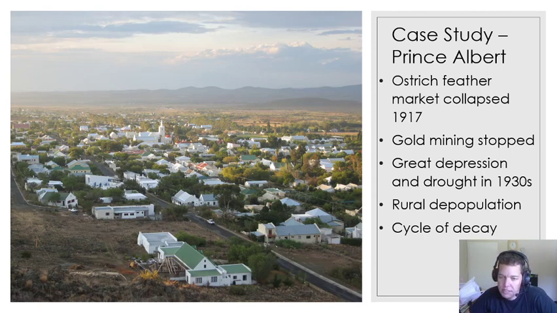Prince Albert then set into the cycle of decay, that same cycle we saw: there were fewer employment opportunities, people left, the businesses closed down, there was less investment in the town, and as a result you got back to the top of the cycle of decay again. Okay, so Prince Albert's a great case study because they were actually able to reverse this, and it's quite important for us to realize that when we look at the cycle of rural decay, we need to know what you can do to reverse this.